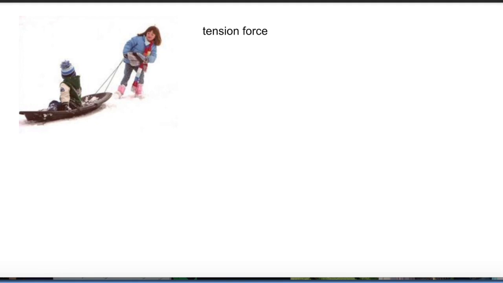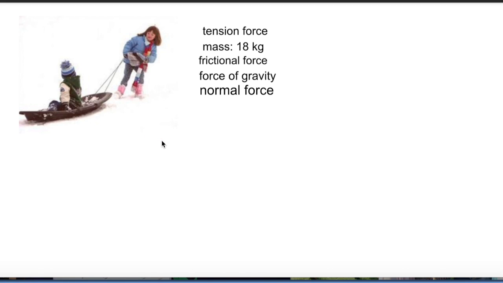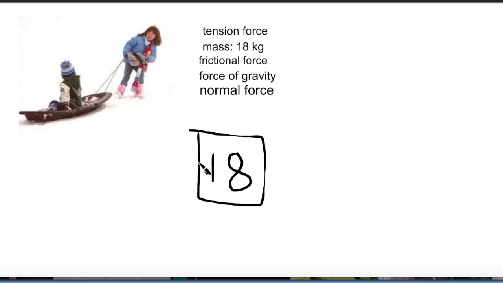In addition to that, it also tells us that the mass is 18 kilograms, so we're going to have to include that in our free body diagram. And then again, we have to assume that there's a force of friction, there is the force of gravity, and there's a normal force. All right, so we're going to start by drawing our box and writing the mass inside, which is 18 kilograms. Then we can draw our horizontal forces, which are the force of friction going in the opposite direction as the tension force at an angle of 45 degrees to the horizontal. And then our vertical forces are the force of gravity and the normal force.